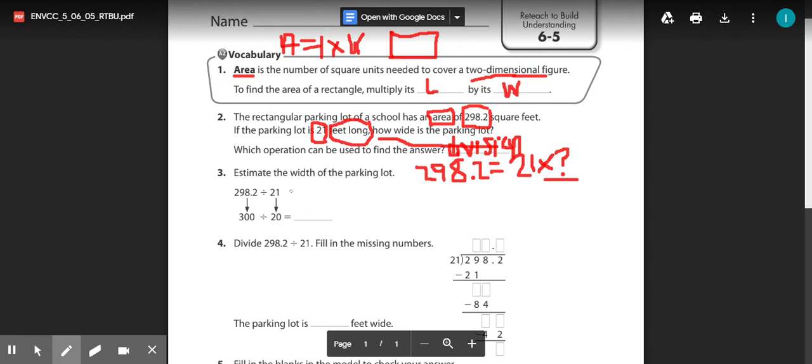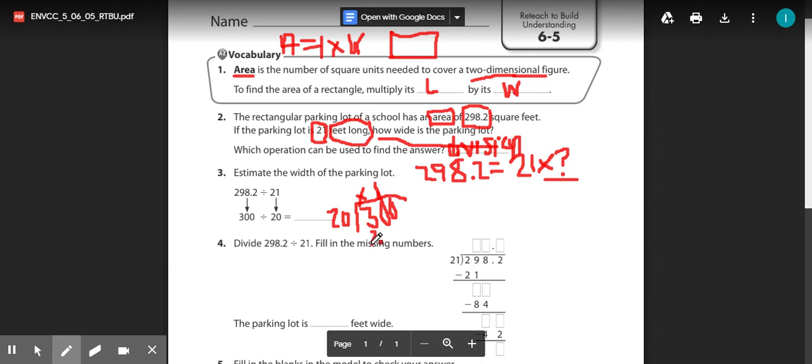All right. So first I want us to estimate. Estimate 298.2 and estimate 21. So 298.2 goes to 300 and 21 goes to 20. So if we are going to divide 300 by 20, some of us may be able to do that mentally, but some of us can't. And even if you can do it mentally, you should be checking yourself on paper. 20, can 3 be divided by 20? No. How about 30? Can 30 be divided by 20? Yes. How many times? 1 time.